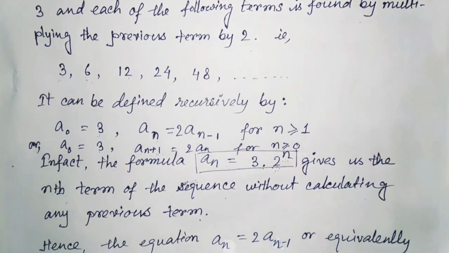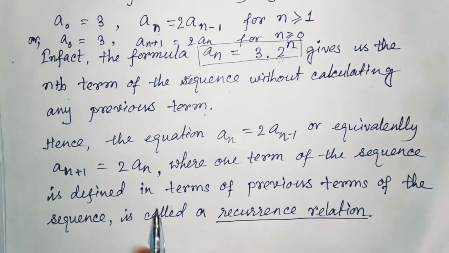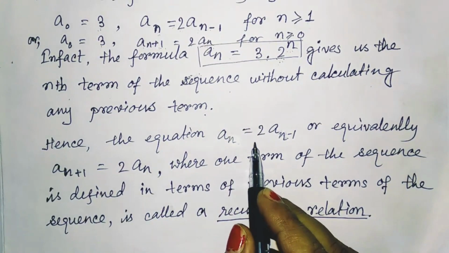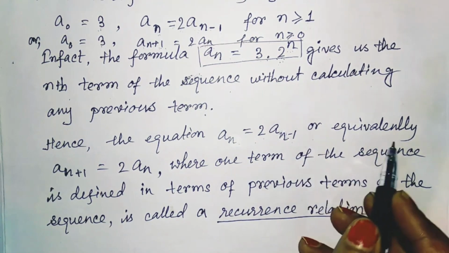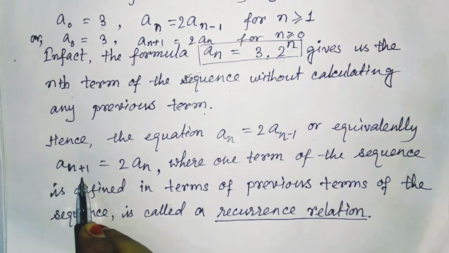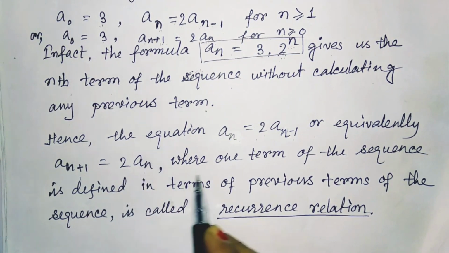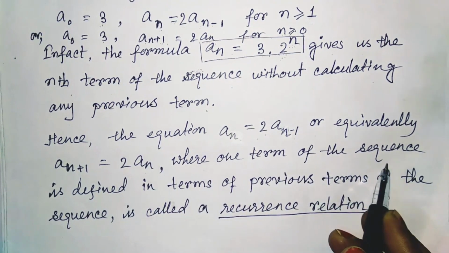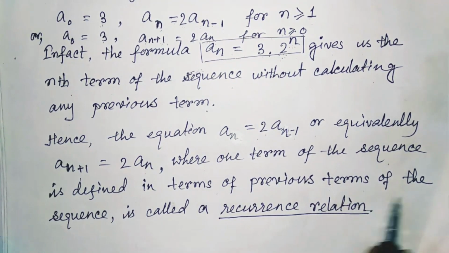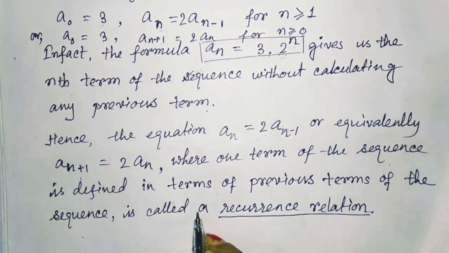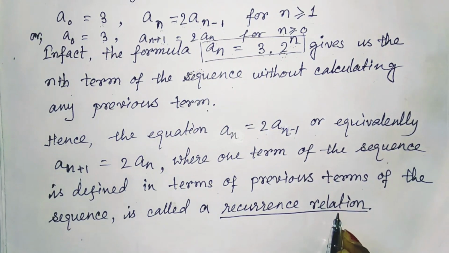So, hence the equation an is equals to 2 into an minus 1, or equivalently an plus 1 is equals to 2an, where one term of the sequence is defined in terms of the previous terms of the sequence, is called a recurrence relation.